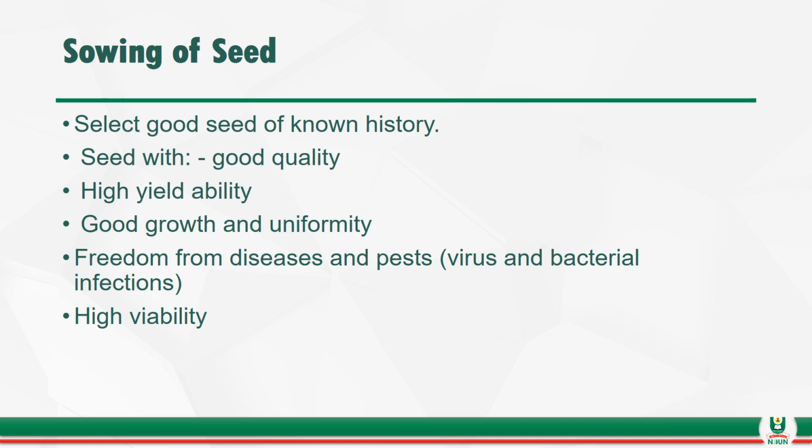Sowing of seed. Select good seed with a known history. The seed should have the following qualities: it should be of high quality, with good growth and uniformity in growth, freedom from diseases and pests, viruses and bacterial infections, and viability. The source of your seed should be known. You should have seeds that have a good history of better performance.